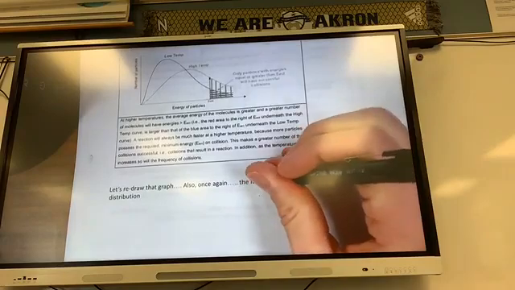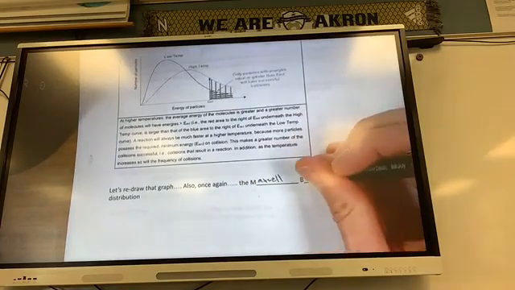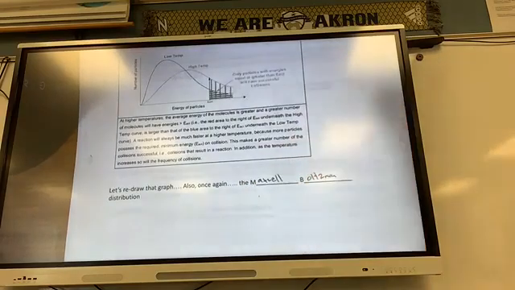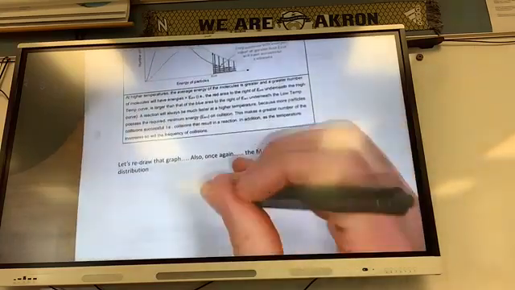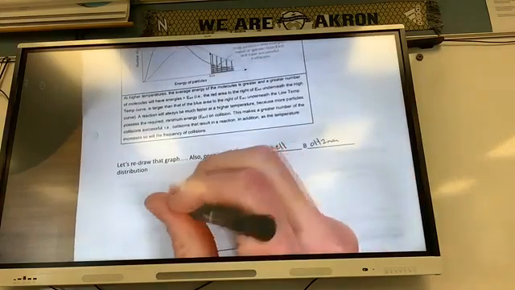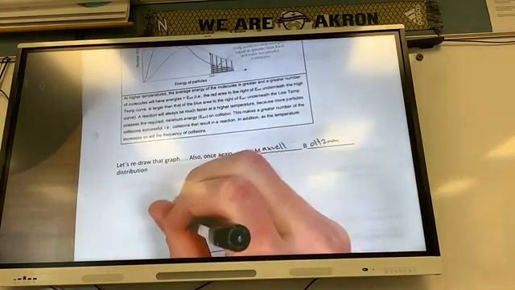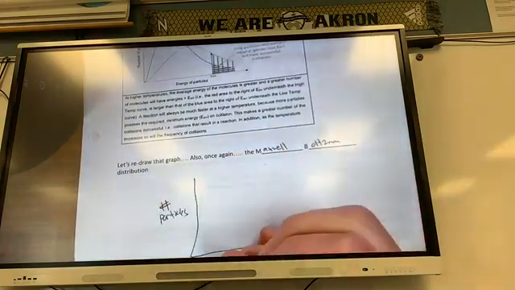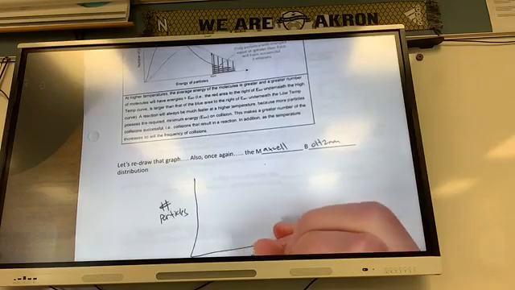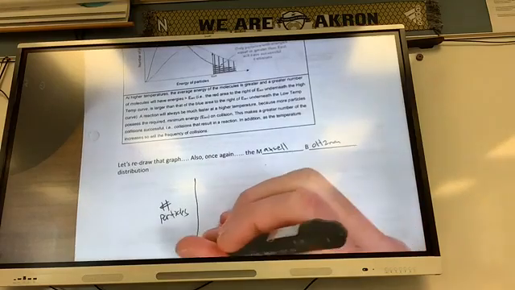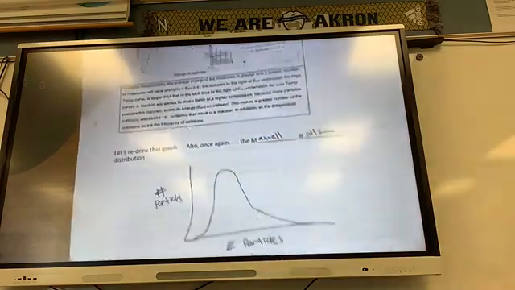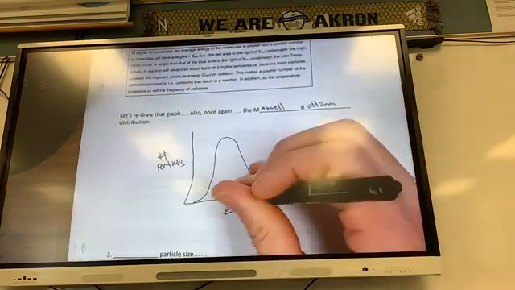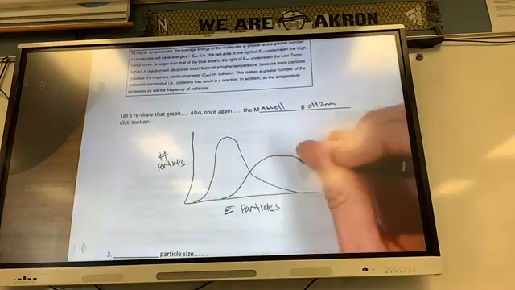Maxwell-Boltzmann, yes. This is the Maxwell-Boltzmann, right? I even gave you that. So remember what they're showing here. Here's my number of particles. Here's my energy of the particles. If it's cooler, my hump is over here to the left. If it's warmer, my hump is lower and to the right.